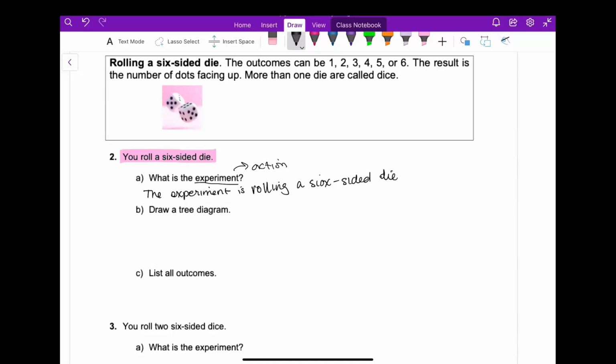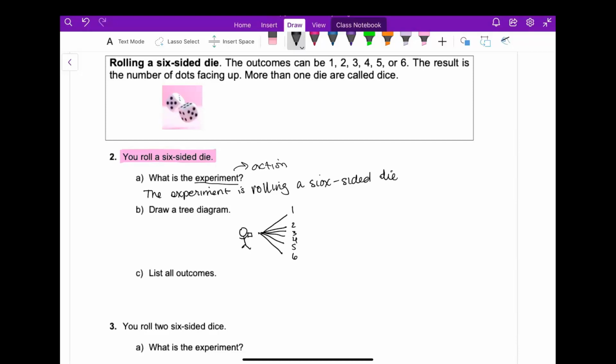Let's draw a tree diagram. As always, I start you off with me. Here's me. Here's my little die. I'm going to toss it, and what can happen? When I toss it, it can be a 1, it can be a 2, it can be a 3, 4, 5, or 6. That is my tree diagram.